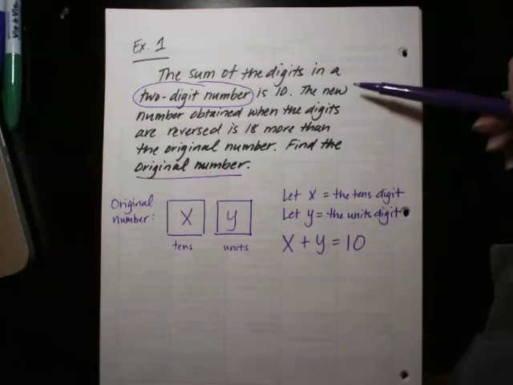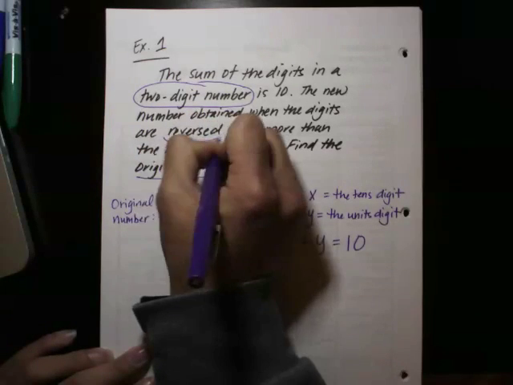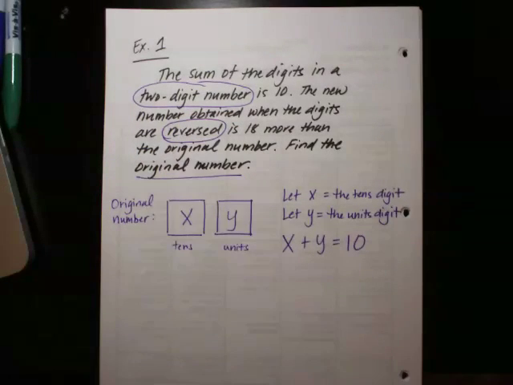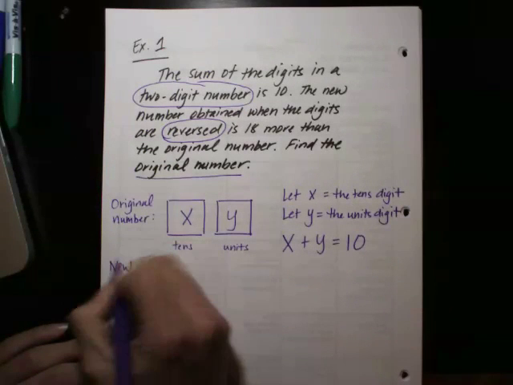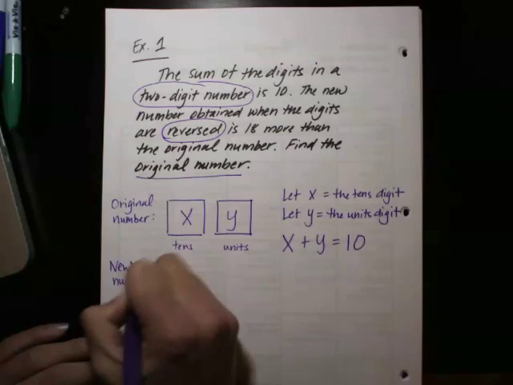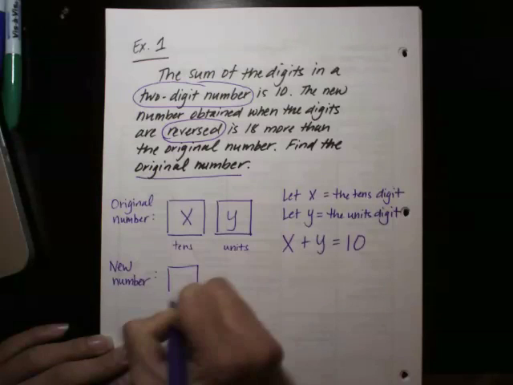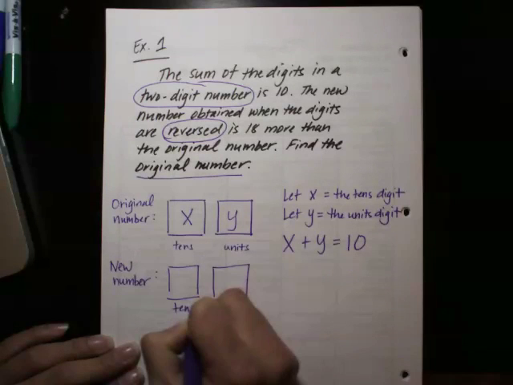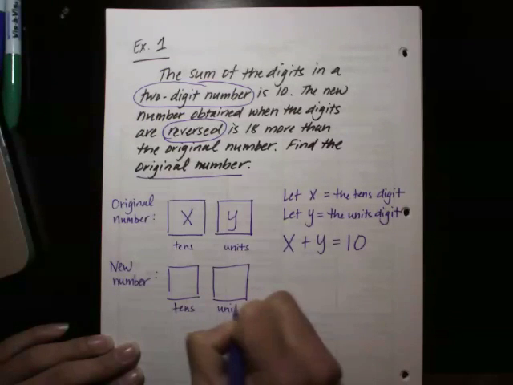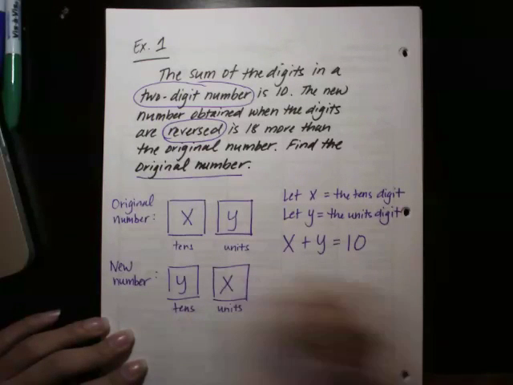Taking a look at the next sentence, the new number obtained when the digits are reversed. Remember, reversed is a cue word for you to switch the numbers. So let's write down our new number and see what it will look like. The new number will still have 2 digits because they are the same digits. We're just reversing the order. So our new number will be yx.